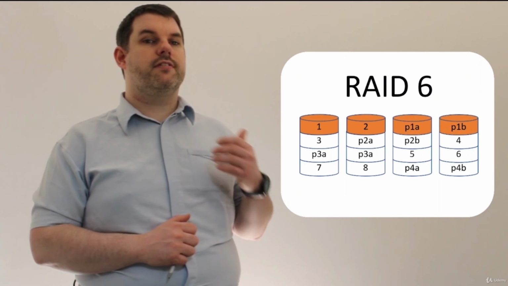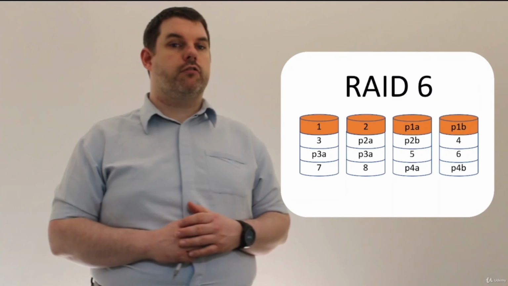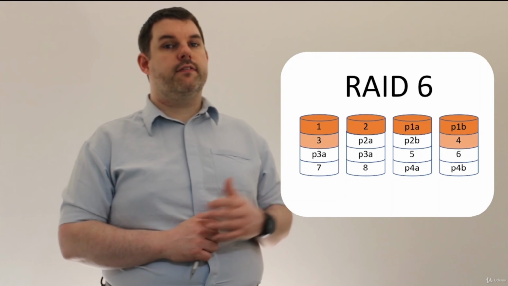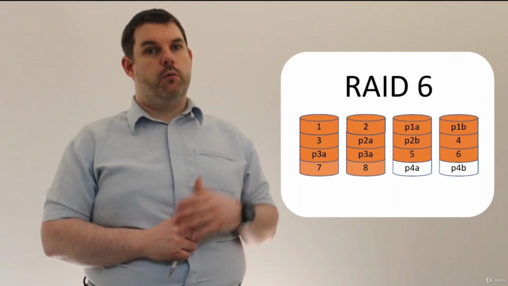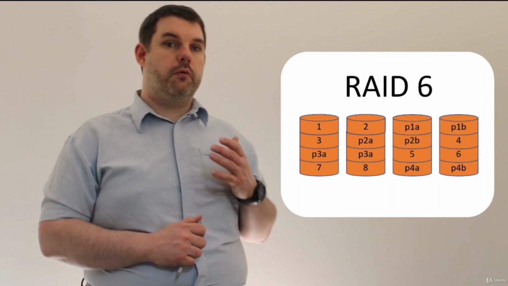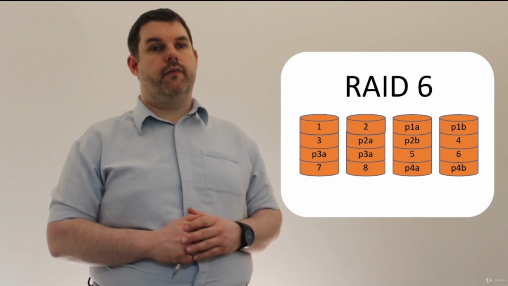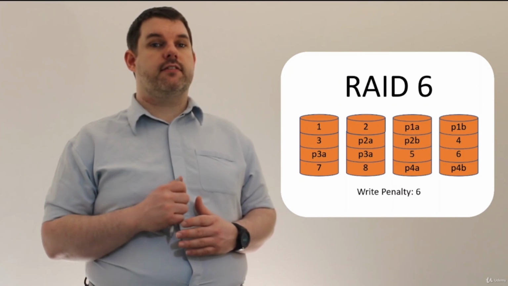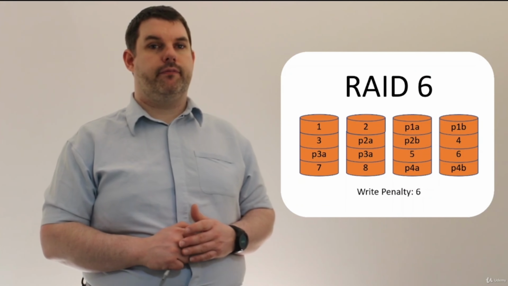and 2 separate parity blocks are written, again distributed across the disk. This configuration can survive the loss of 2 disks. We write each block once, but we need to calculate and write 2 parity blocks. Therefore, RAID 6 is considered to have a write penalty of 6.